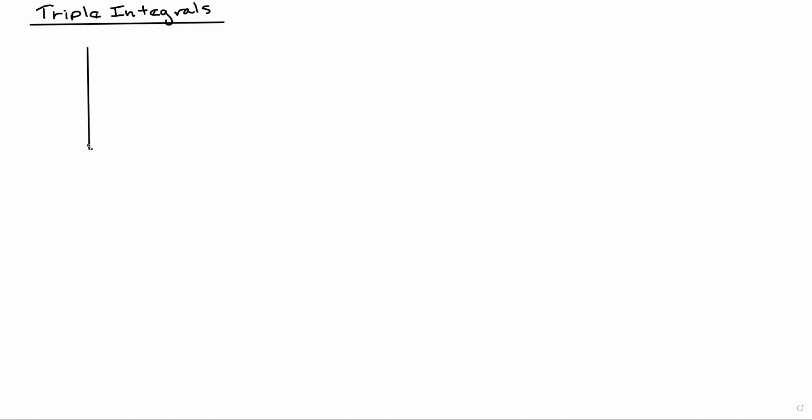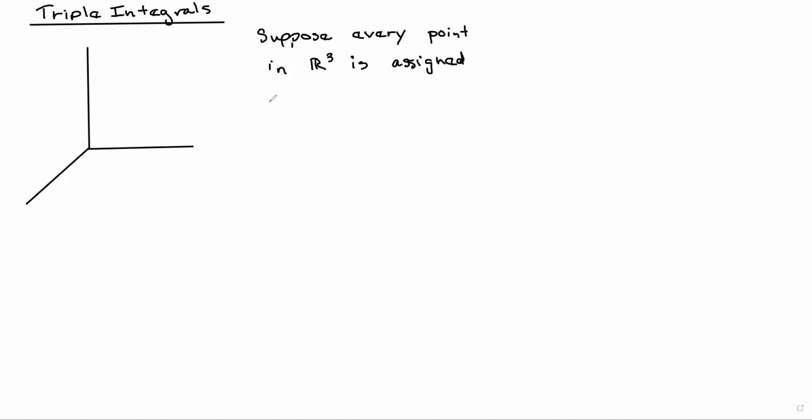So the idea is that you have a three-dimensional system. Every point in 3 dimensions is assigned a value. And that value is going to be f of x, y, z. Okay, so we have a function that for any point in R3, you can take the coordinate and plug it into the function, and it will produce a value.